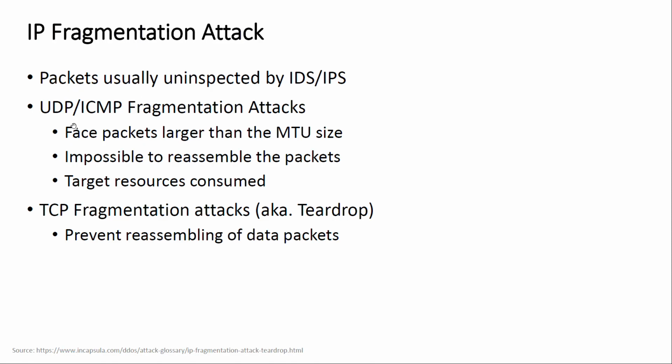So let's look at UDP and ICMP fragmentation attacks. It sends packets larger than the MTU size. Again, if the system is not configured correctly, this will cause a problem, and it will be impossible to reassemble the packets because they are larger than the threshold. But this way target resources are consumed. TCP fragmentation attacks, they're also known as teardrop. They prevent reassembling of data packets.